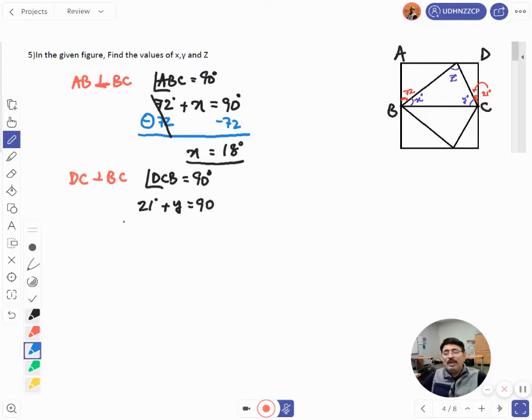You know how to isolate y. So just take away 21 on both sides. When you do that, 21 take away 21, y equals 90 minus 21. Is it 69? Correct me if I'm wrong. Yes, it is. So the value of y equals 69 degrees.